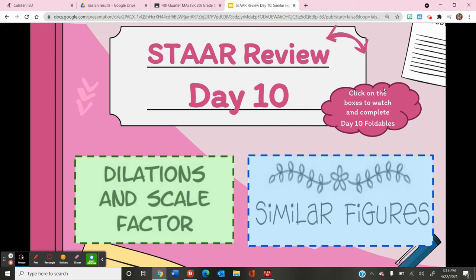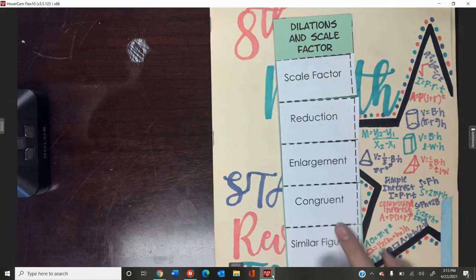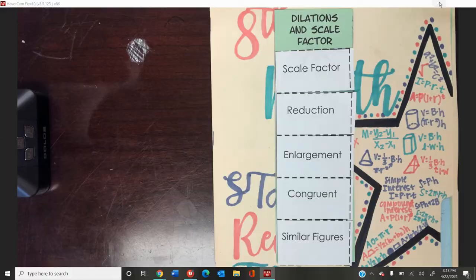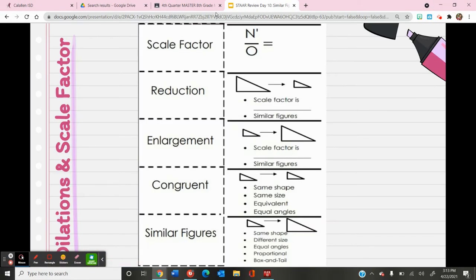Today is day 10 of your STAAR review, and in this video we will be discussing dilations and scale factor. Now, just to jog your memory, this is the foldable we will be looking at first, and let's go ahead and get into it. So the first thing we're going to do is identify those terms on that front page. So first we have a scale factor.